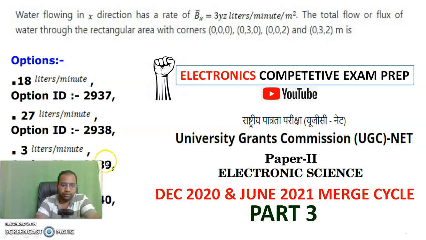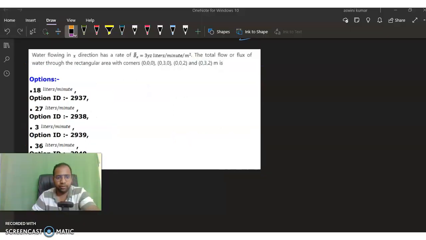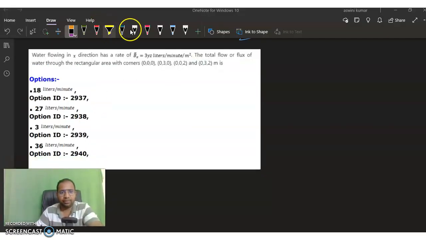Coming to the main content of this video, let's have a look at this one. The candidates who gave the examination in the last attempt might be very much aware of this question. Water flowing in x direction has a rate of Bx equal to 3yz liters per minute per meter square. The total flow or flux of water through the rectangular area with the corners given here: 0, 0, 0 and 0, 3, 0, 0, 0, 2 and 0, 3, 2.